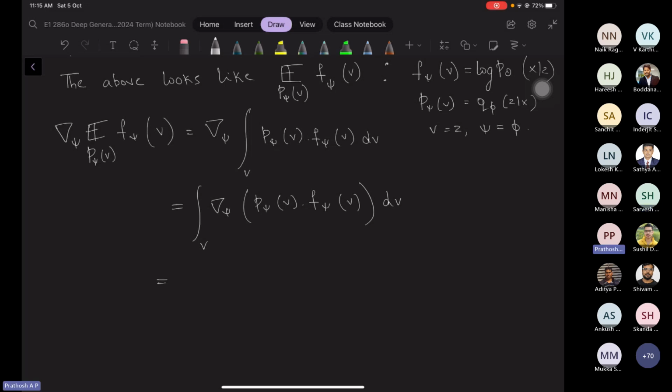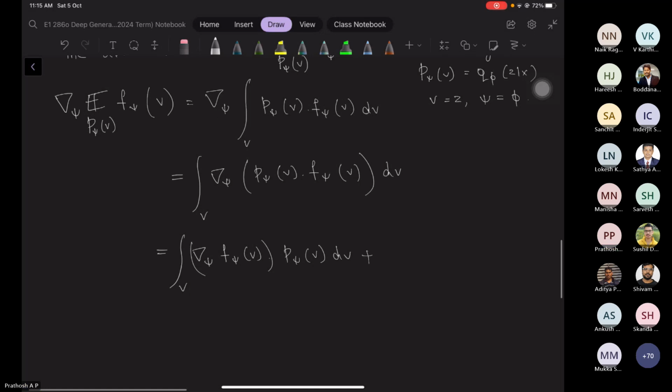Chain rule. Yeah, we use the chain rule. This is the gradient of one function times p psi of V dV, plus the gradient of the other function times, correct. This is what it is, right?